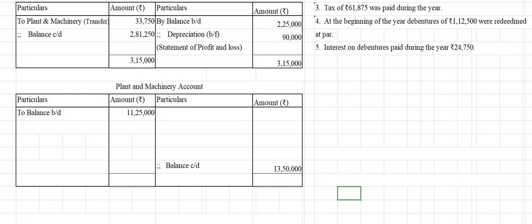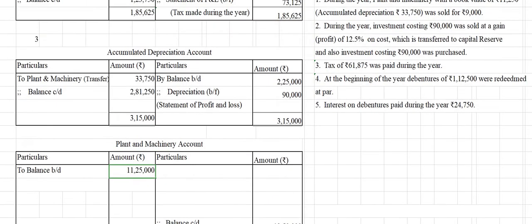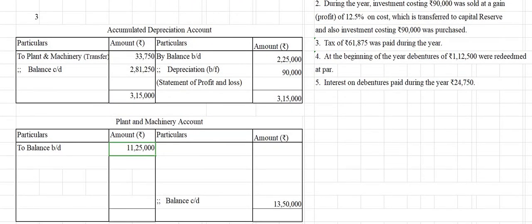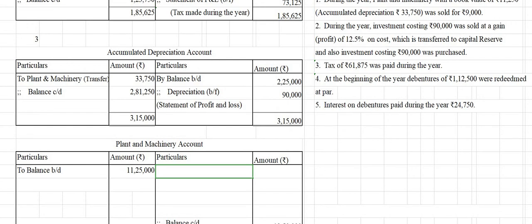See, one thing you can see, opening balance 11,25,000, and from that we have sold some machinery. After that also we have a balance which is more than the opening balance. What does it mean? Some of the machinery is purchased, isn't it? Let us see how much machinery is purchased. So in order to see that, we have to adjust the depreciation transferred from the accumulated depreciation account. That we can write. Before that, let us see how much value of machinery is sold.